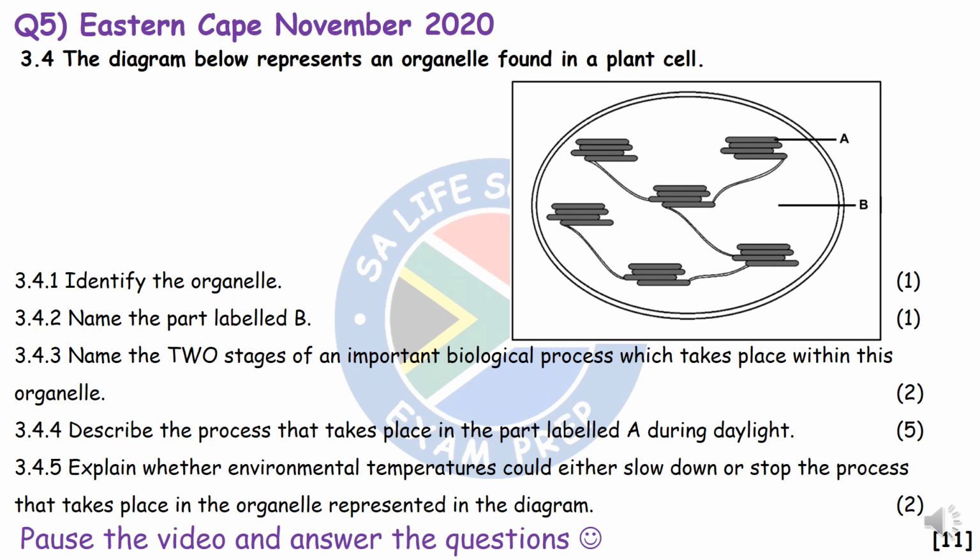So the thylakoid is where the light phase happens. This is where chlorophyll absorbs sunlight. And in the stroma, B, this is where the dark phase takes place. Right, I'd like you to please pause the video, answer the questions, and then we'll work through the answers.